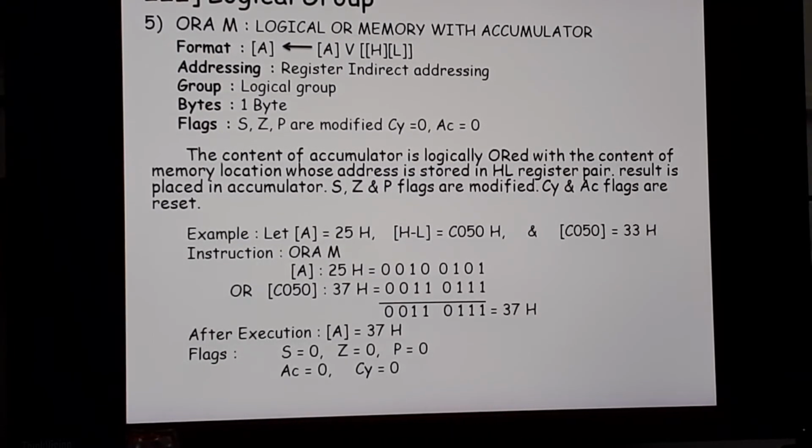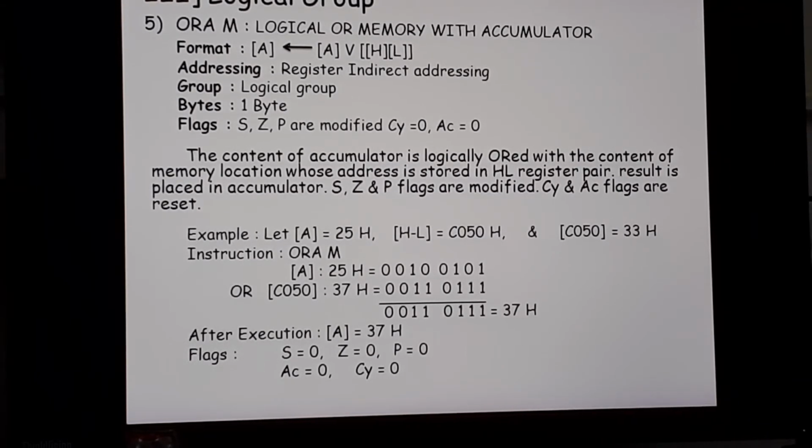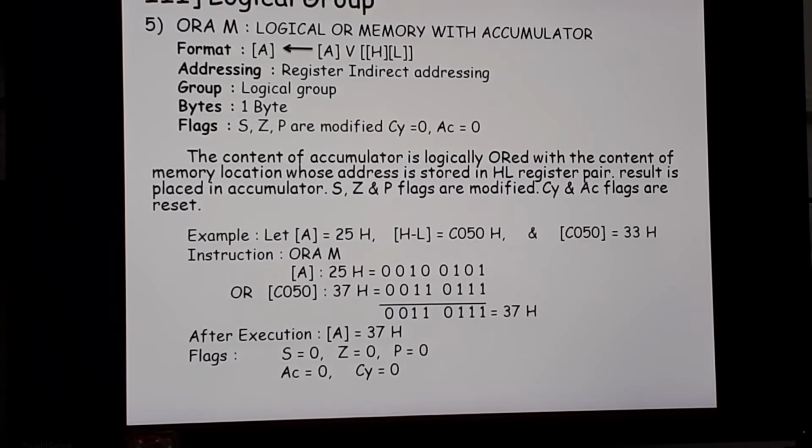Flags that I got here are sign 0, parity, and all the flags I got as 0, since the auxiliary carry and carry flag are always set to 0, and the other 3 flags also I got as 0 in this particular instruction.